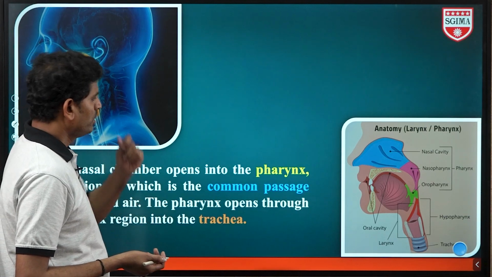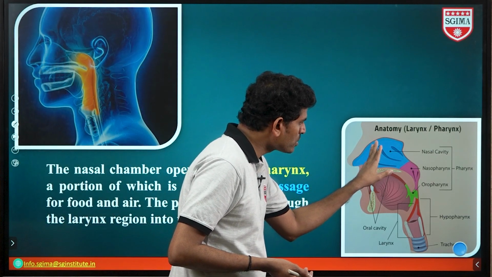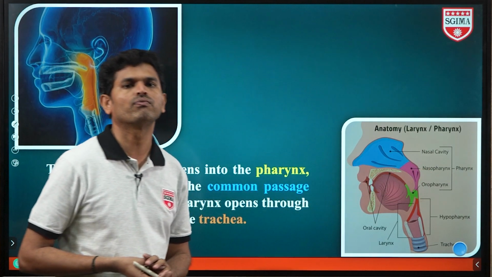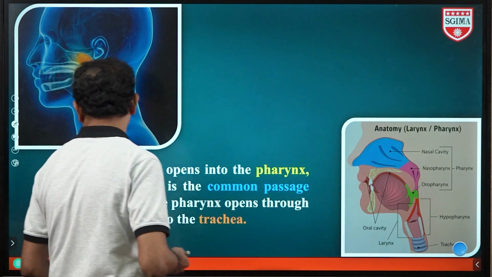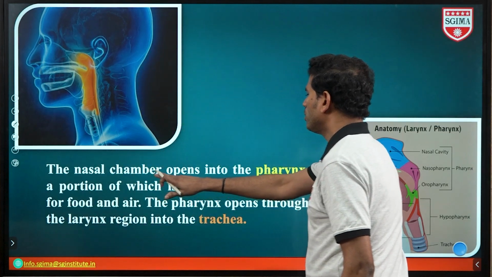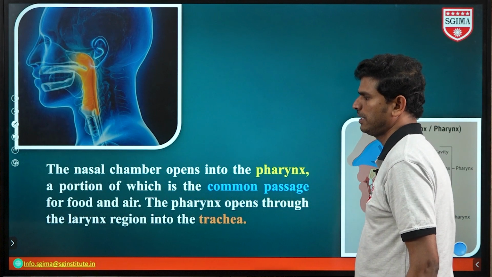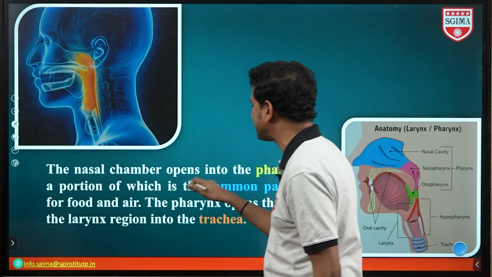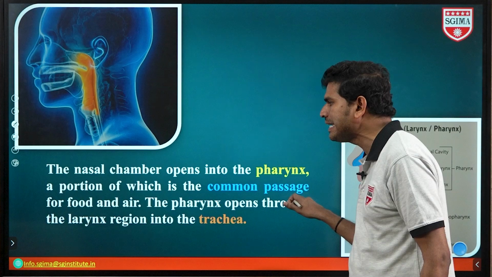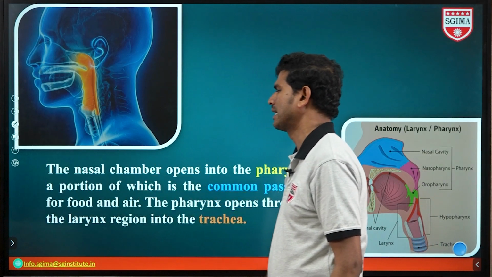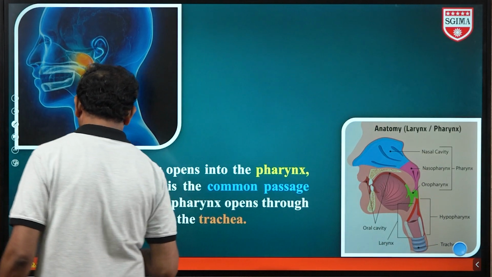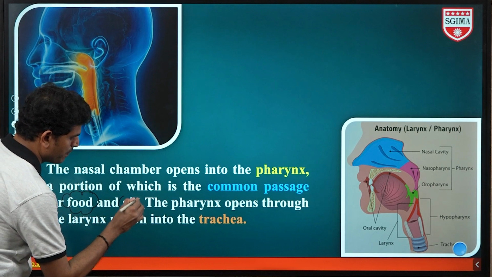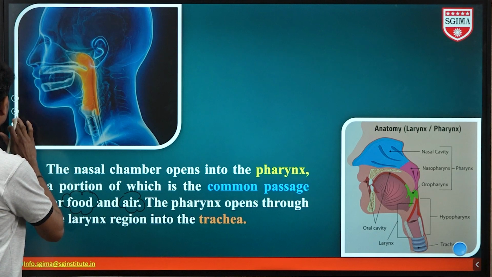Now this nasal cavity, or nasal chamber, is communicated with another chamber called the pharynx. Let us see that pharynx here. The nasal chamber opens into the pharynx. What is the pharynx here? A portion of which is the common passage for food and air.